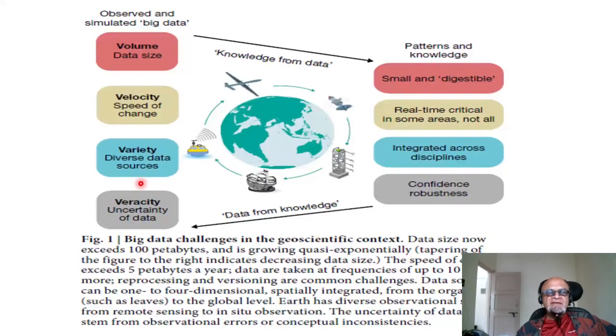And variety, the diversity of data sources is now amazing, with ships and aircraft and satellites were there for a while, but now we have all sorts of autonomous vehicles, drones, and so on. And veracity, the uncertainty of the data. So what do you want to do? You want to extract knowledge from all this data. So it's kind of a schematic here on how we are doing the Earth system, and you want to understand patterns and extract knowledge.